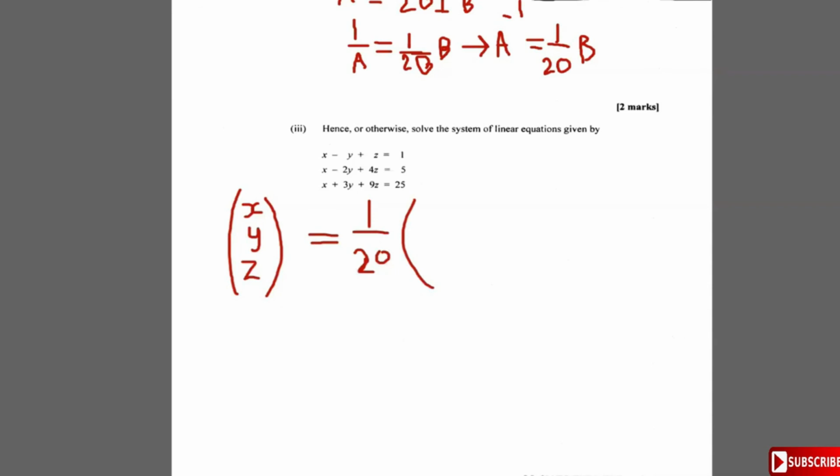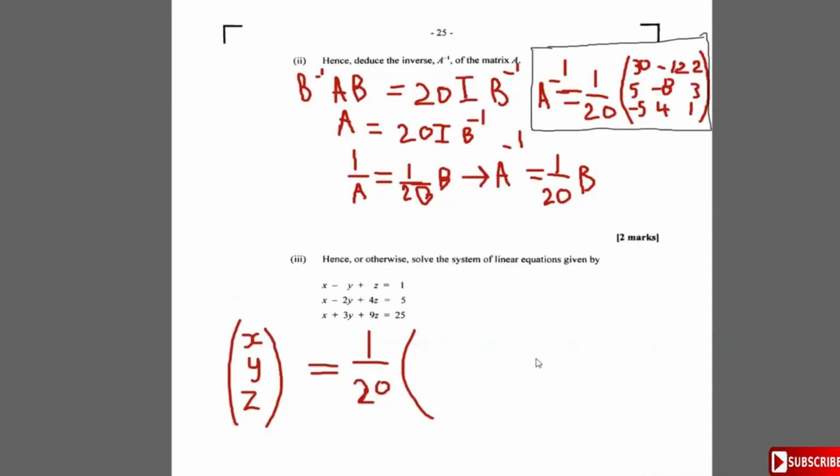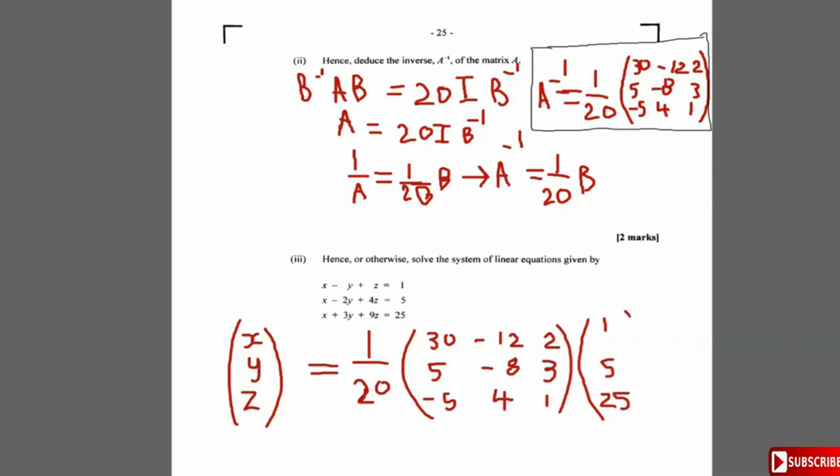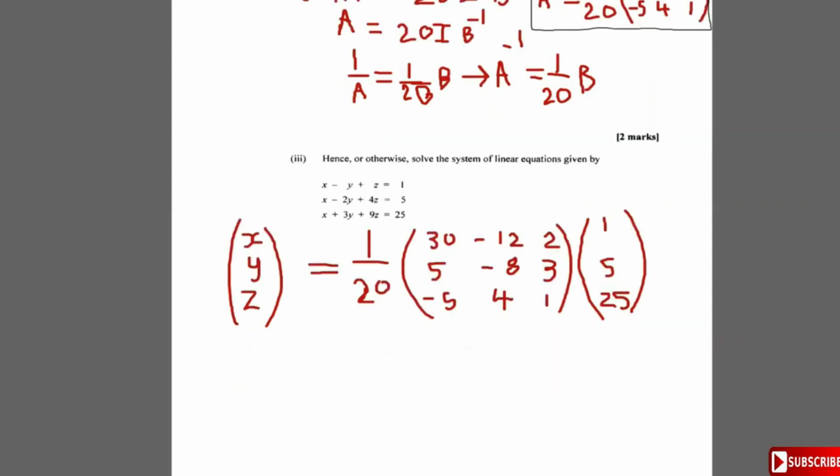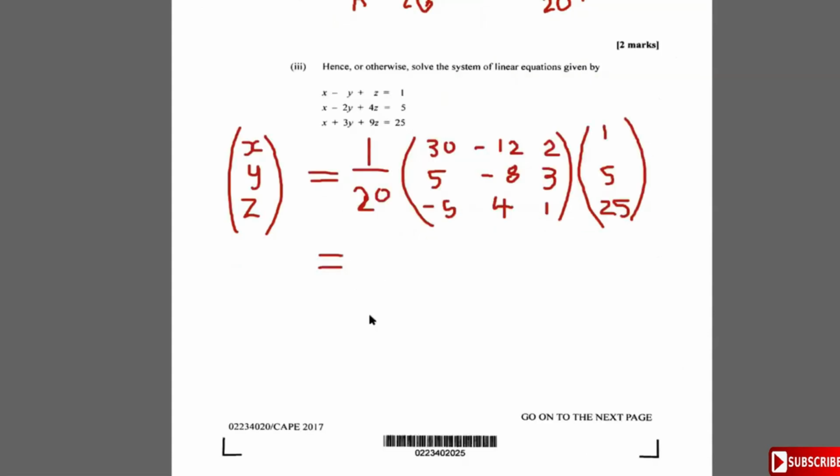A inverse, which you know is 1 over 20 times B, and I have matrix B right here. It's 1 over 20 times 30, minus 12, 2, 5, minus 8, 3, minus 5, 4, 1. And this is, of course, multiplied by 1, 5, and 25. Nice and easy. Solved. So now you go ahead and you work this out, and so XYZ is equal to 1 over 20 times this. You work this out row by column.